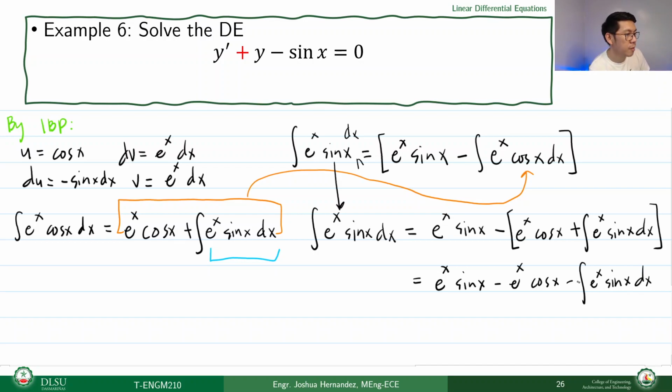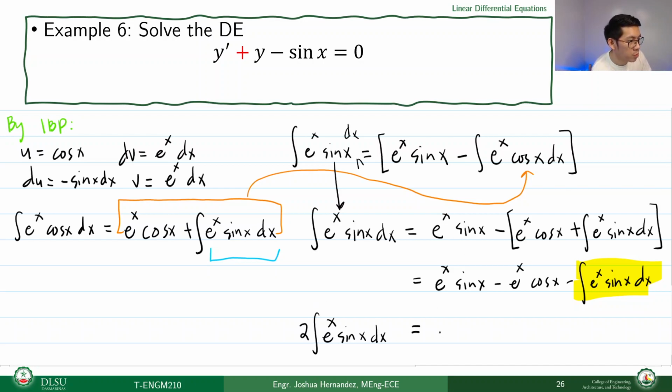In other words, if we transpose this whole integral here, which is similar dun sa given natin, to the other side, papunta rito sa kabila, magkakaroon tayo ng 2 times the integral of e to the x sine x dx. Kasi parehas naman sila. So, parang 1 plus 1, 2.